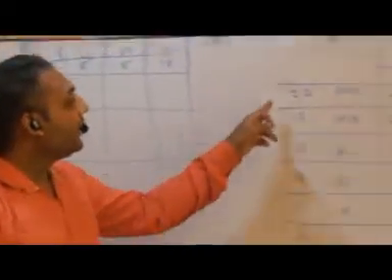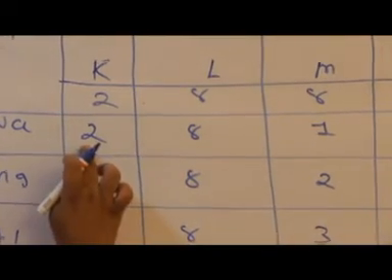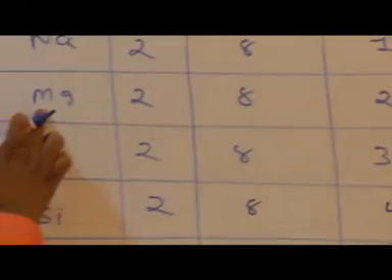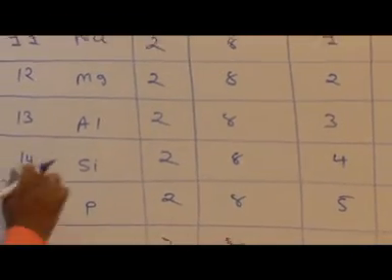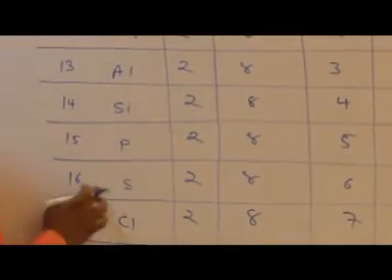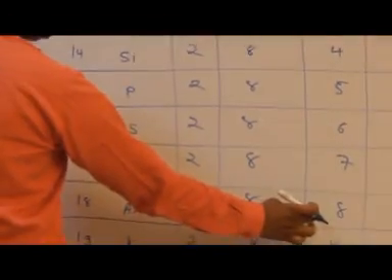Look here, number 11, sodium. K shell complete, L shell complete. Now we arrange 1 electron in the M shell. So look here, 8 plus 2, 10 plus 1, 11. Magnesium, 8 plus 2, 10 plus 2, 12. For 13, aluminium, 8 plus 2 plus 3, 13. 8 plus 2, 10 plus 4, 14 silicon. 10 plus 5, phosphorus. 10 plus 6, 16 sulfur. 10 plus 7, chlorine. 10 plus 8, argon.